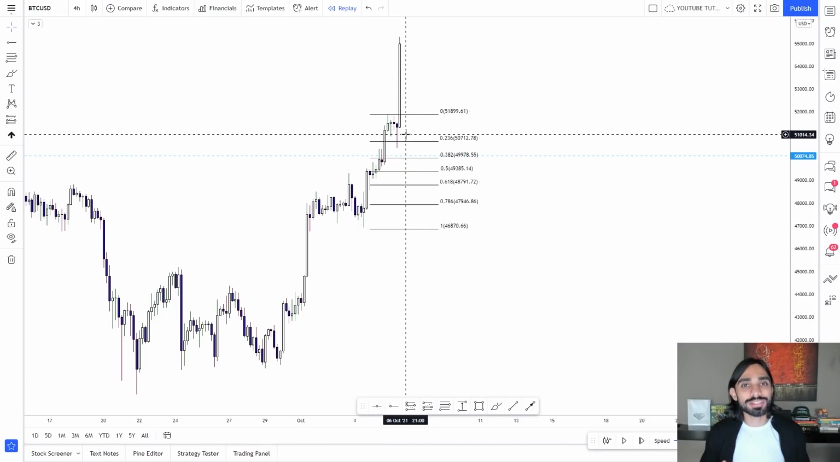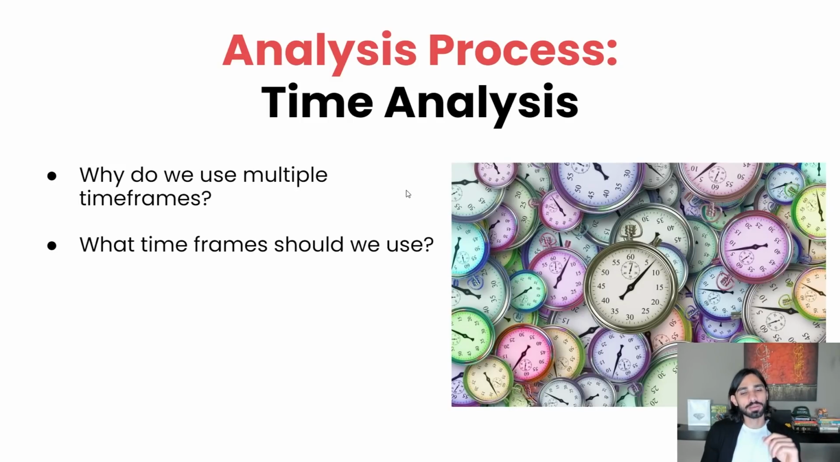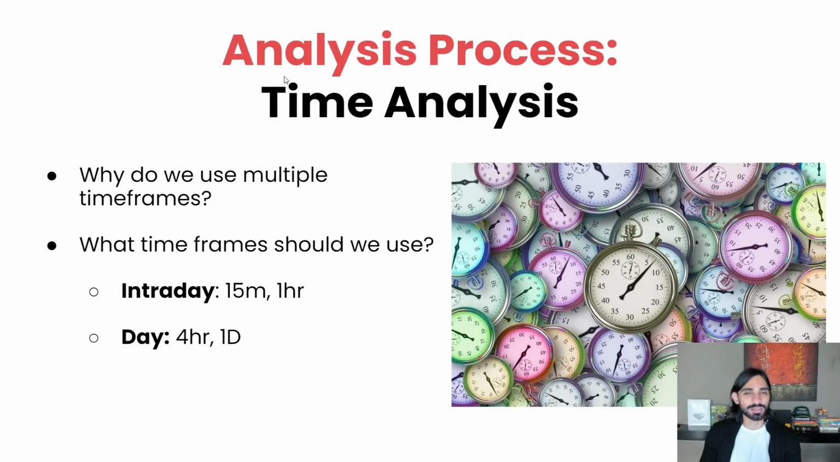Now notice, we could only see this because we zoomed in to the 4-hour. Now it doesn't matter exactly what time frames you use, but I'm going to give you 3 options depending on what type of trader you want to be. Number 1, intraday. If you want to trade quickly, be in and out of trades within a day, you want to use the 1 hour and the 15-minute. If you want to be a day trader, that means most of your trades take 1 to 3 days, not too long.